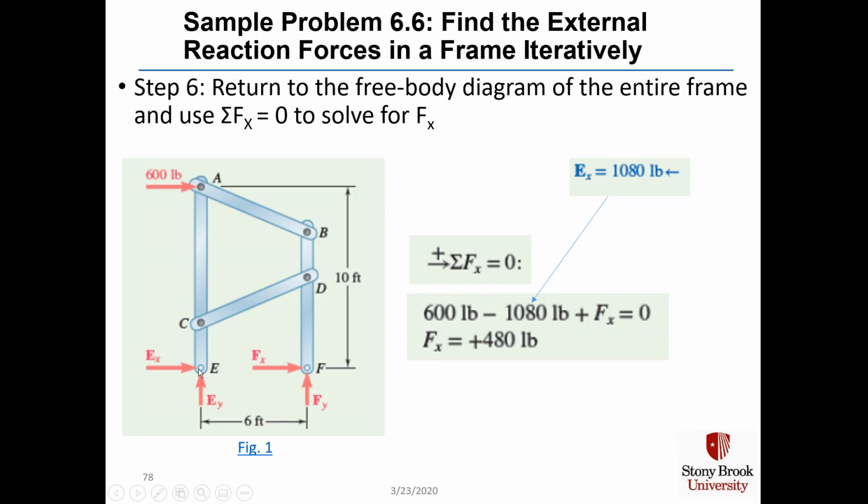Then we can return to our free body diagram of the entire frame and sum the forces in x to solve for F sub x, because we knew that 600 pounds plus E_x plus F_x equals 0, but E_x equals minus 1080 pounds, which means that F_x equals plus 480 pounds, and is in the direction as shown in figure 1.